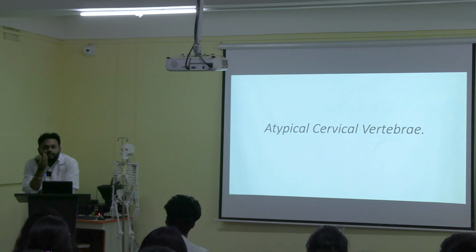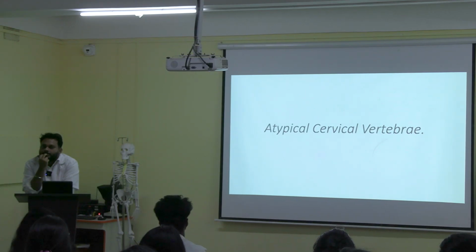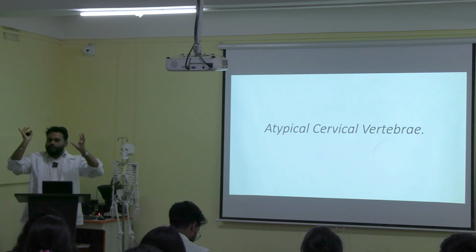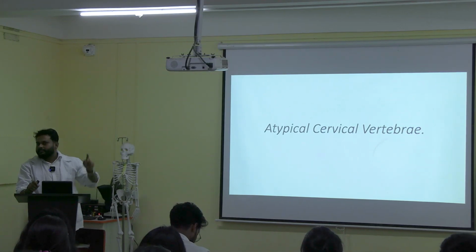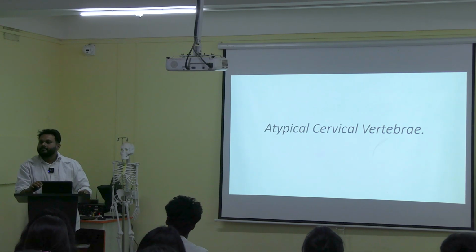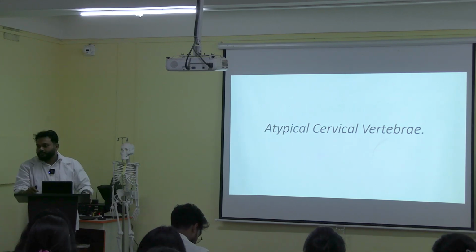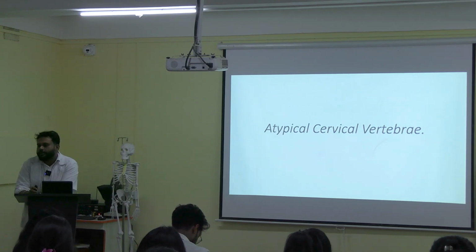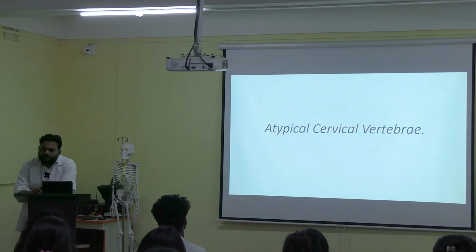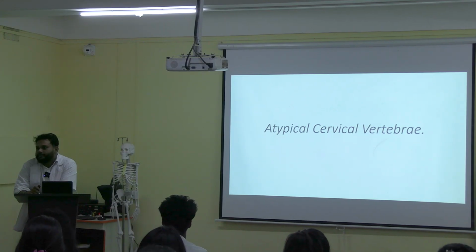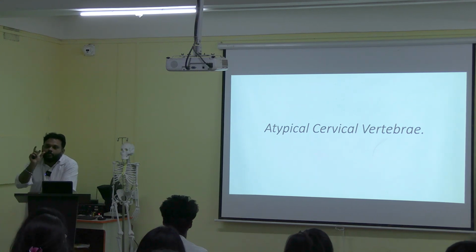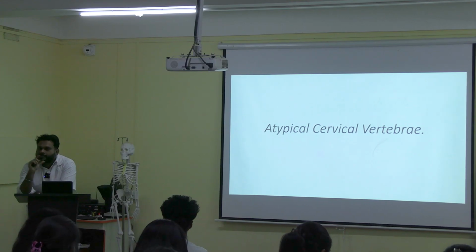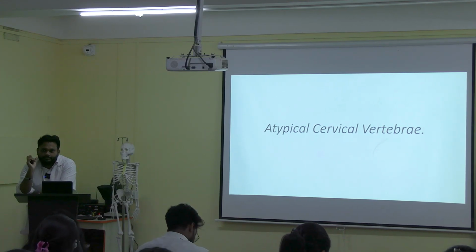Who was Atlas? Does anyone know? According to Greek mythology, Atlas used to carry the globe. Exactly like that, this C1 vertebra carries the globe over head, so skull. That's why it is also known as atlas. The C2 vertebra is also known as axis. Okay, and C7 is also known as vertebra prominens because the spinous process is very prominent and long. I will explain individually, but just giving you a rough idea.